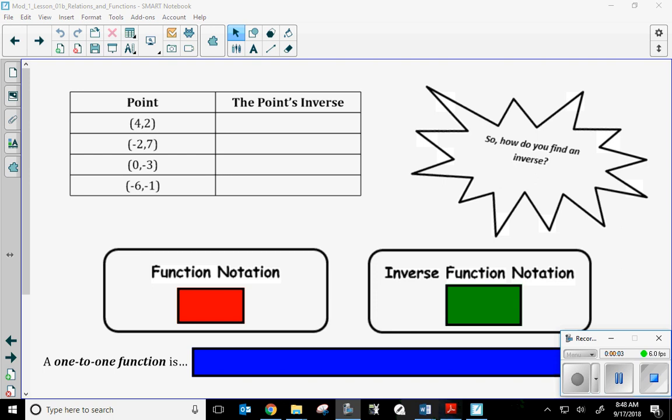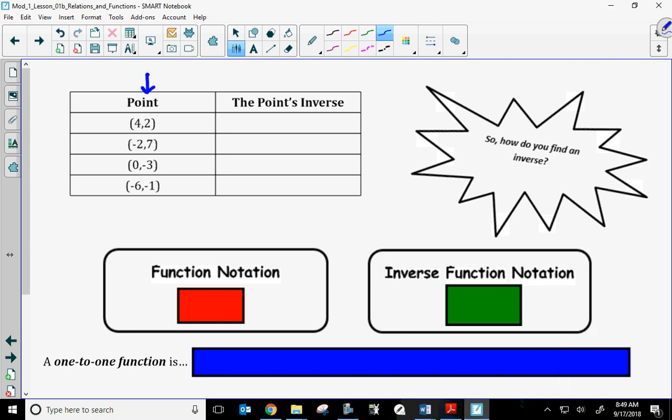Okay, let's continue Unit 1, Lesson 1. We are now on to inverses. Okay, the inverse of a function. First of all, let's look at our points. Okay, this becomes real easy.